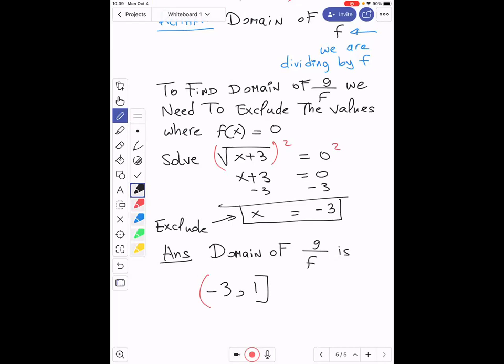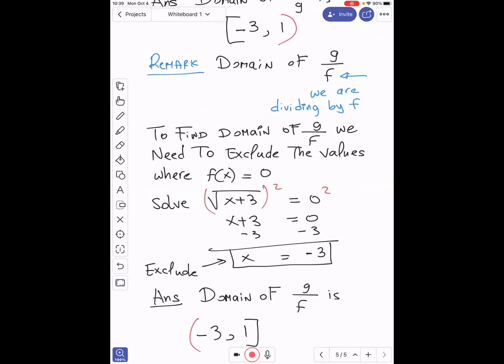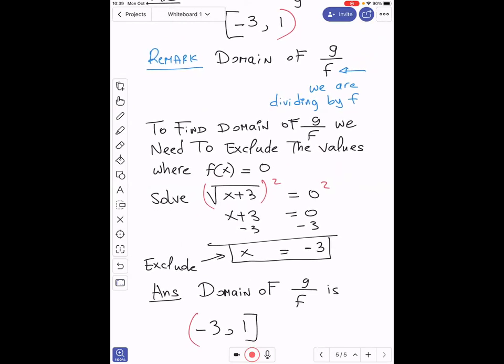As you can see, there is a difference between the domain of G over F and F over G. In the domain of F over G, we excluded 1. In the domain of G over F, we excluded the negative 3, because we have a different denominator.